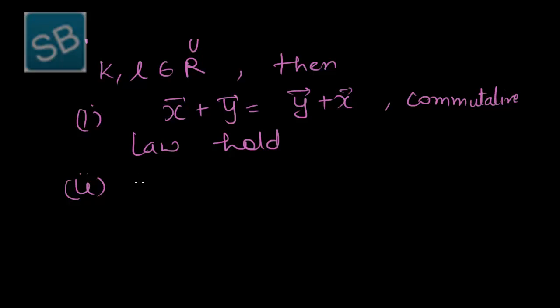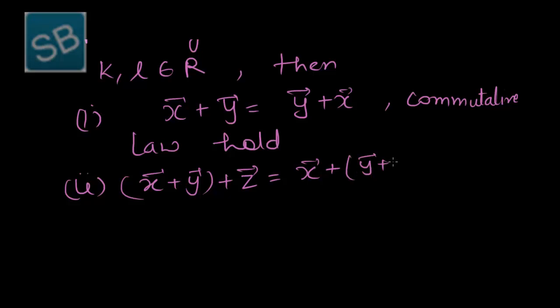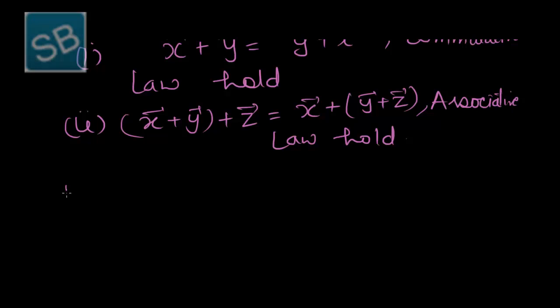Next, if the sum of two vectors added with a third vector gives the same result as a vector added with the sum of the other two vectors, then the associative law holds. That is, the second property is fulfilled by the given vectors.